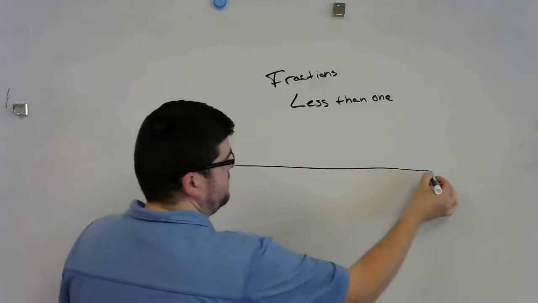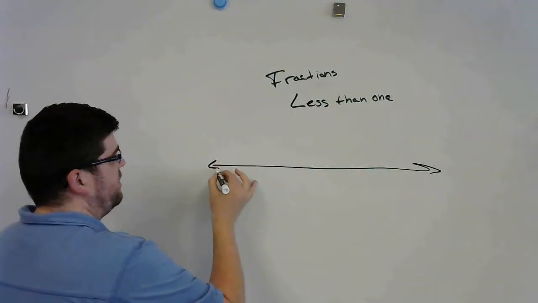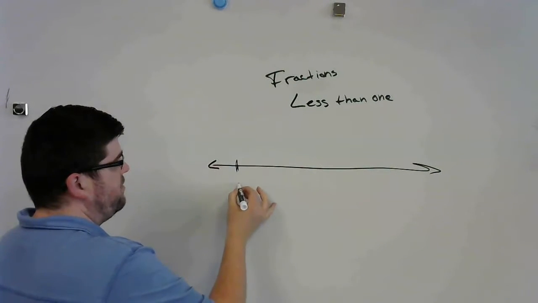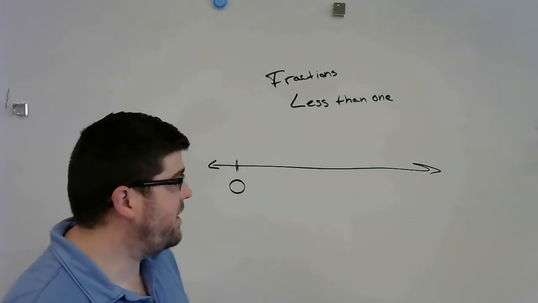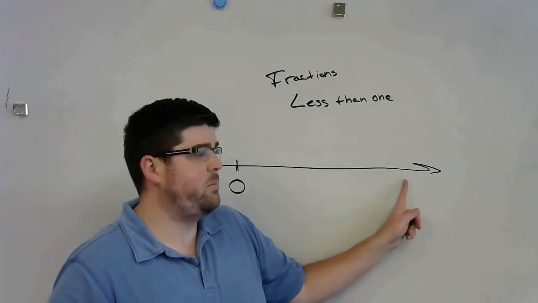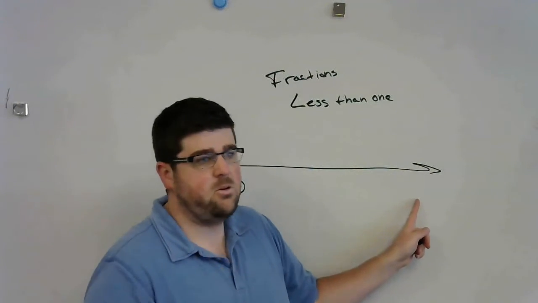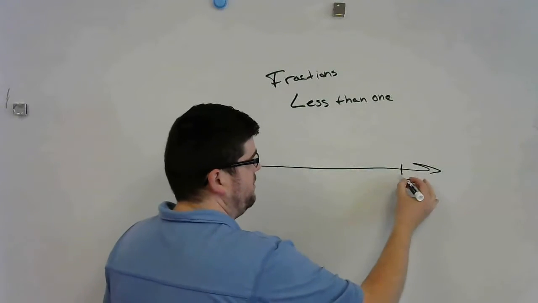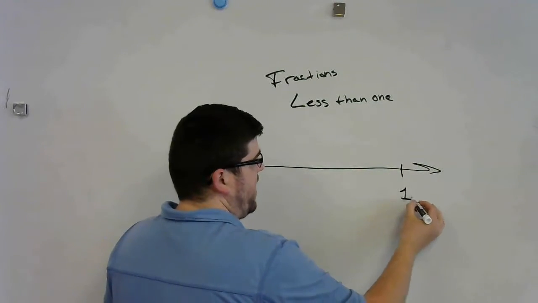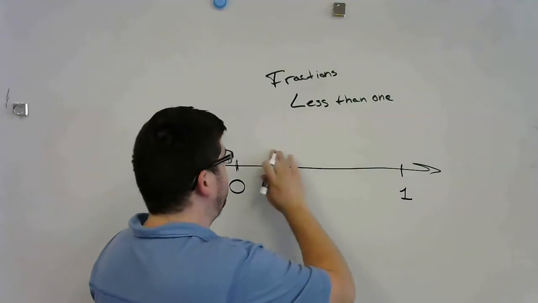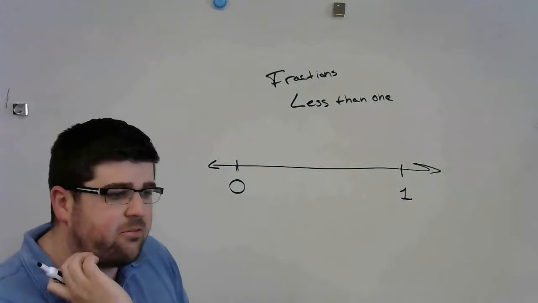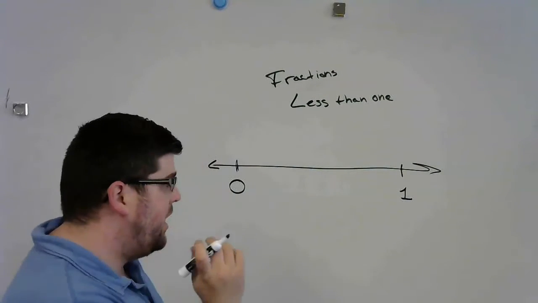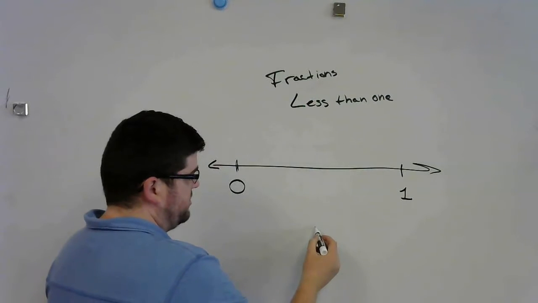So let's say I have a number line here, and right here is going to be 0. Because we're dealing with fractions, what number do you suppose this is going to be? You guessed it, it's going to be 1, because fractions are less than 1. So we're going to be dealing with this space in between. Today we're going to be comparing fractions based on a number line. So let's say I had 2 fractions.